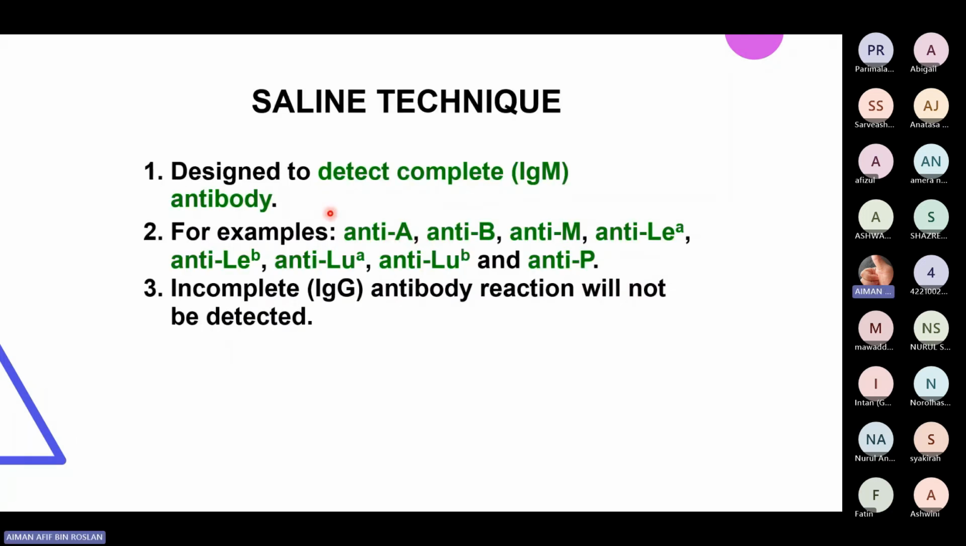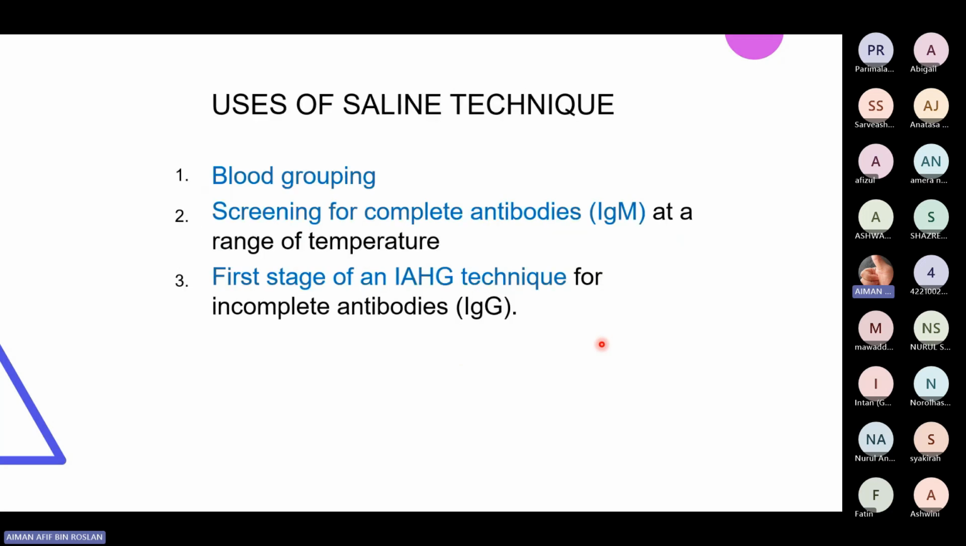The next is the saline technique. This is designed to detect IgM antibodies, for example anti-M, anti-N, anti-Lea, Leb, Lua, Lub, and anti-P. IgG antibodies should not be detected, because it is done at room temperature. It is used for blood grouping, screening for complete antibodies over a range of temperatures, and as the first stage of an AHG technique for incomplete antibodies.